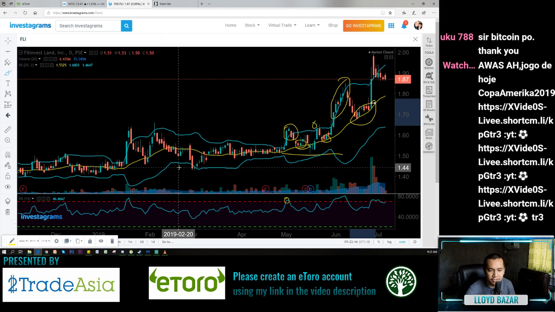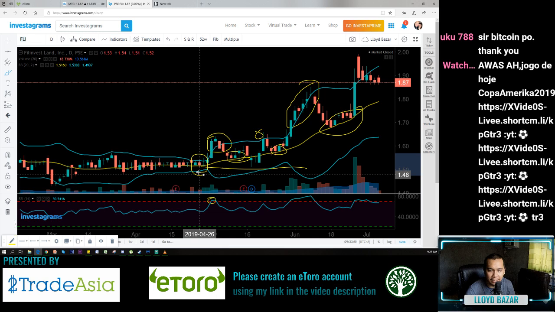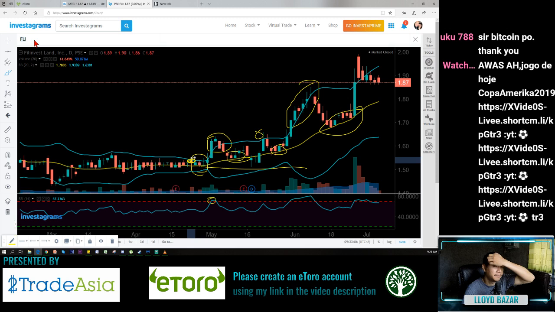Also, you can see if a price is very stable like here. Ito, so this is price stability right here. Pag nagko-constrict na ang Bollinger Band, meaning volatility is about to strike, and then it started to touch the upper Bollinger Band, so alam natin na paakyat na ito. And there it is, umakyat na siya sa taas. That's one of the best things about Bollinger Bands. I have a video about Bollinger Band, please check it out.